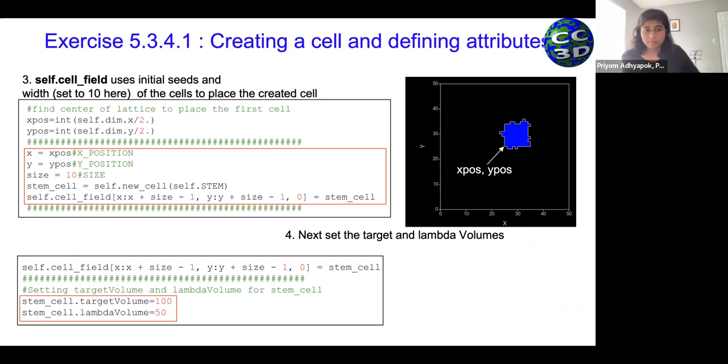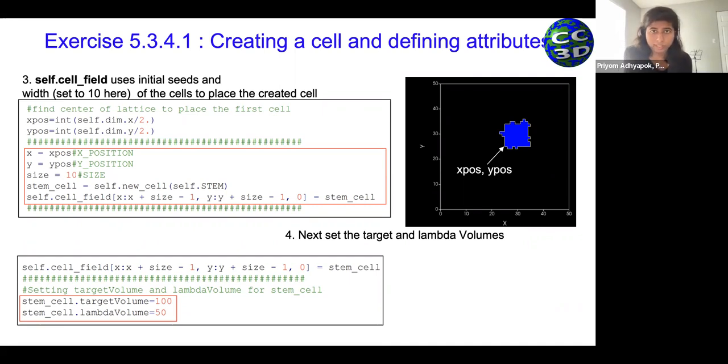Okay. And then once we're done with this step, we're going to set the target volumes, and we're going to set the lambda volumes for the stem cell that we created. So I played around with two values in the file. For lambda volume, you can set it to 10 actually, and it might make your cells more happy. But yeah, this was another value that I played with. So you can set lambda volume equal to 10 for the simulation.